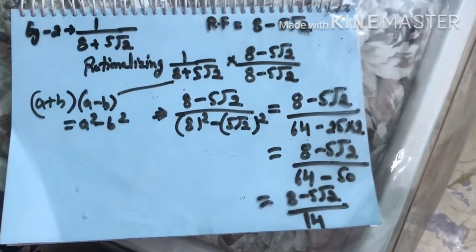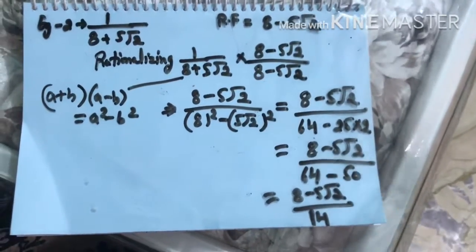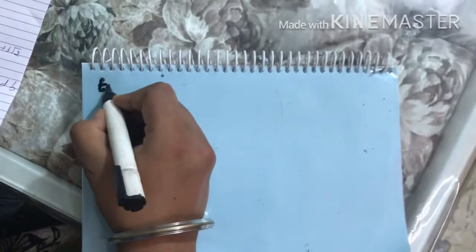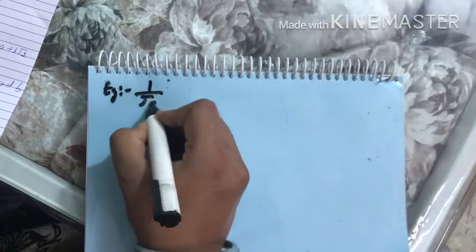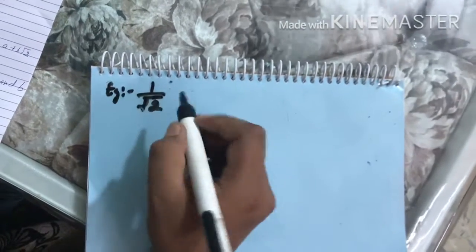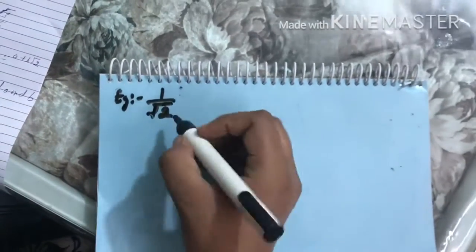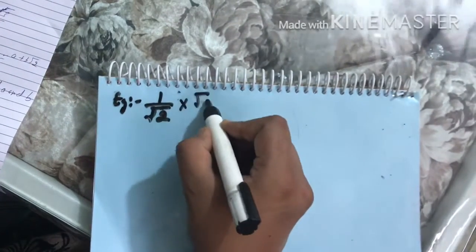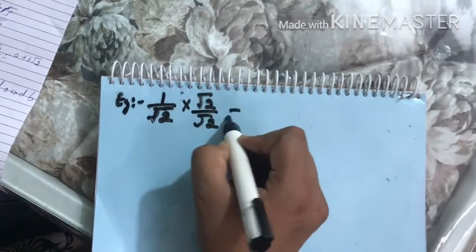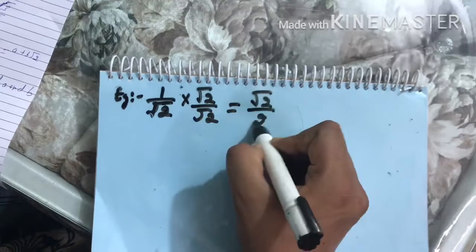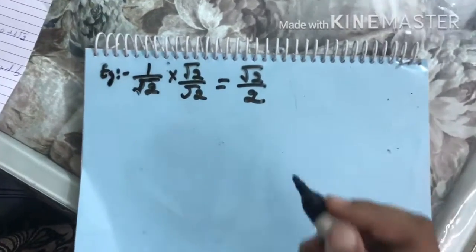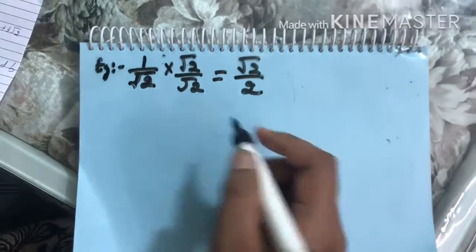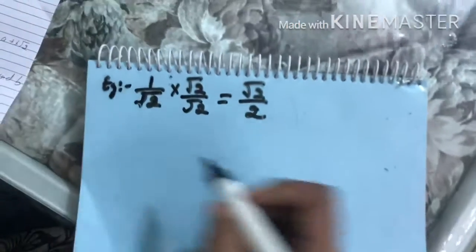Let's take one more example so that it becomes more clear to you. Example first. Basically, if you are given 1 by root 2, how are you going to do rationalization of this number? Simply the number is root 2, so multiply by root 2 and divide by root 2. It will become root 2 by 2. That is your answer. So that's how you are going to do rationalization of a simple number.